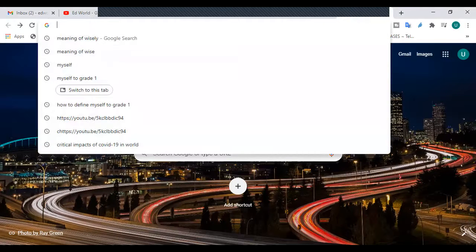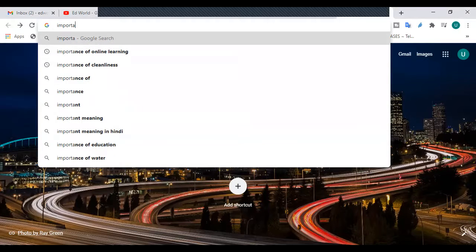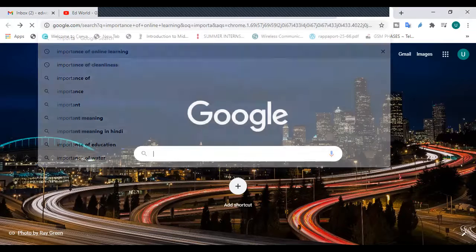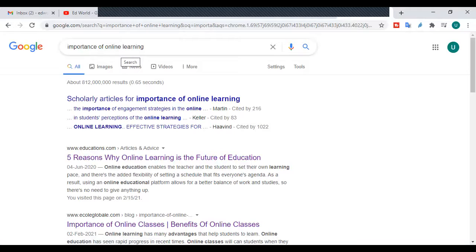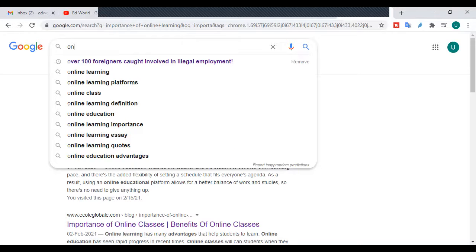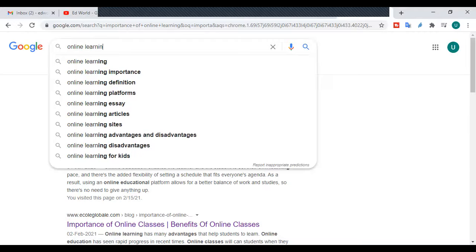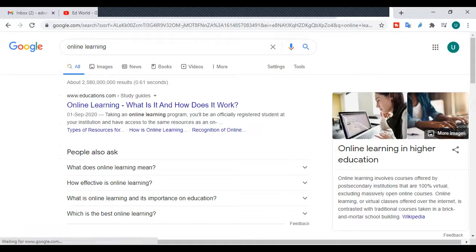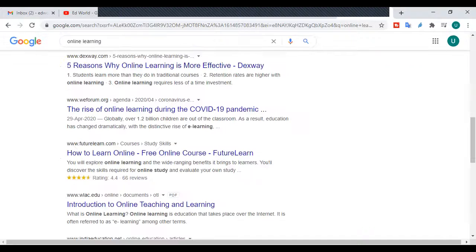Now let's say I want to search what is the importance of online learning, right? But instead of typing this, if I just write online learning over here, now I have so many results, and they contain information related to anything about online learning. What is online learning, the rise of online learning, how to learn online, introduction to online learning.